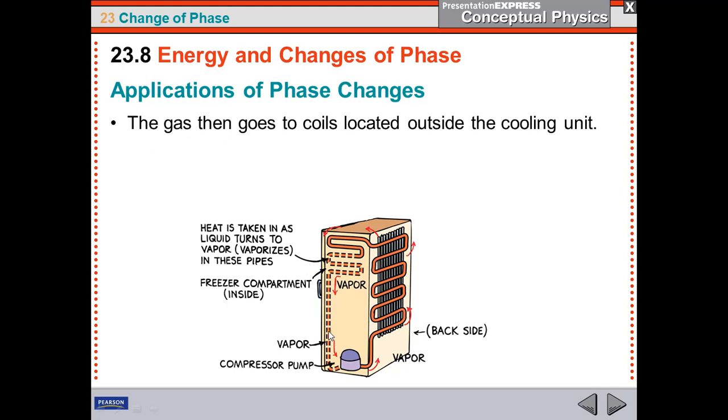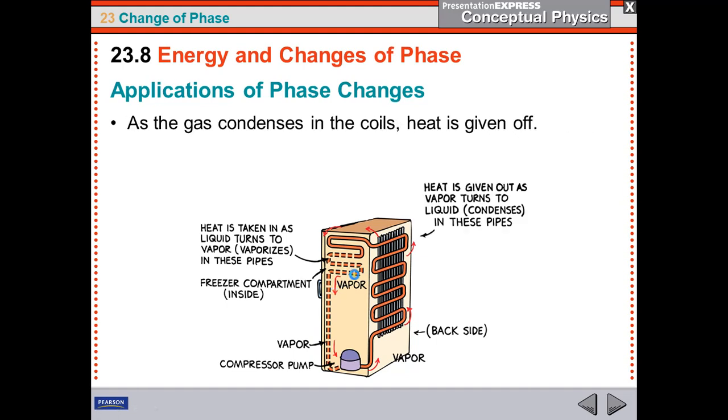Okay, you can see the vapor moves to the compressor, and then it compresses and again becomes liquid, and the liquid goes again and takes heat from the food or whatever we stored inside the refrigerator. So after taking heat, this liquid becomes vapor again. Vapor goes to the compressor again. So this process continues.